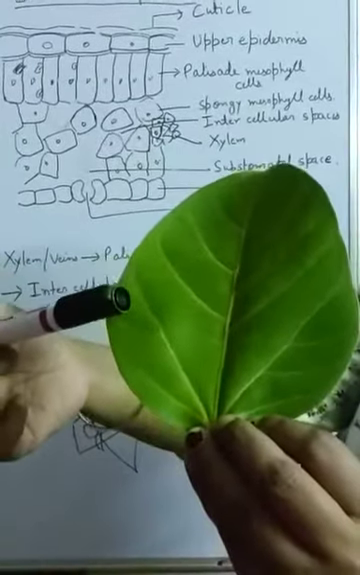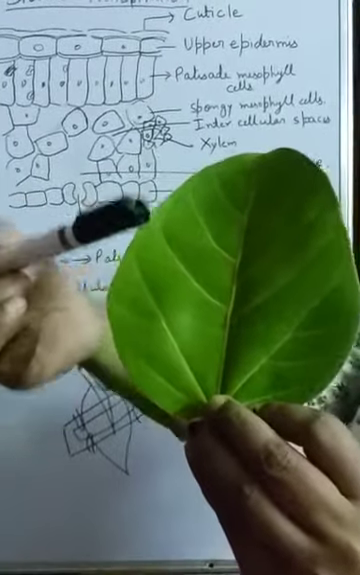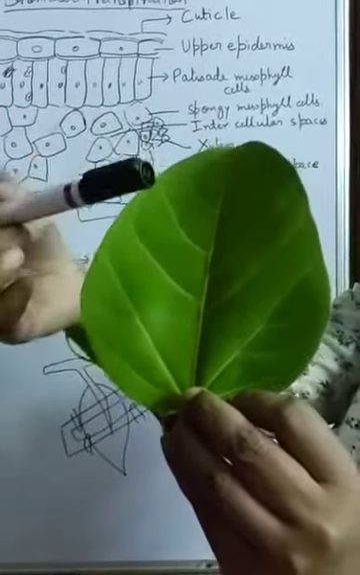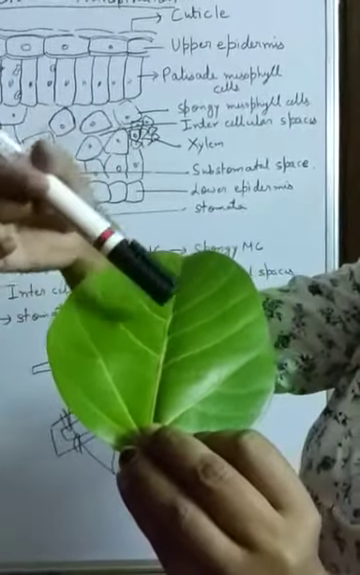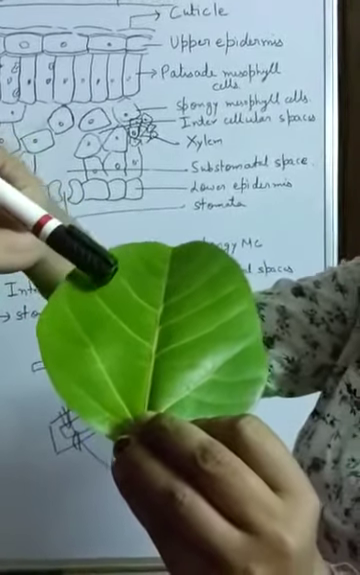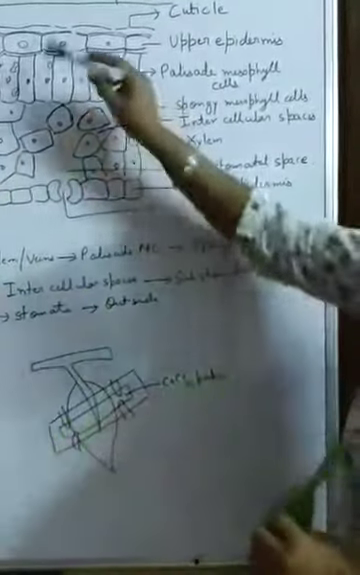So we have already studied in absorption chapter that water is absorbed by root and then it is transferred to leaves through xylem. So these veins contain xylem. Okay. So the water comes to the leaves through xylem. Is that clear? Now we'll see the structure of leaf.